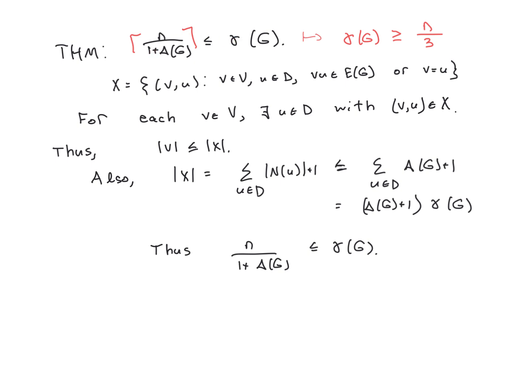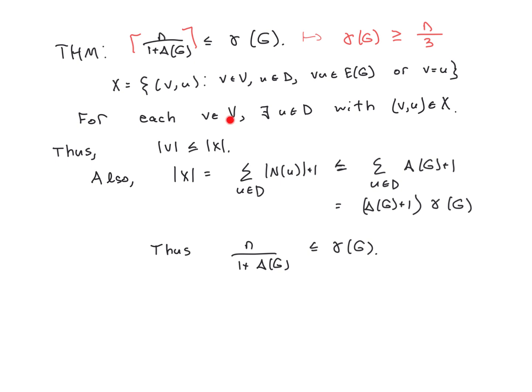Now, why is this theorem true? Well, we're going to use a counting argument. So we're going to count ordered pairs (V, U), where V is a vertex, U is a vertex in the dominating set, and either they're the same vertex or they are adjacent. Now we're going to count the size of this set in 2 ways.